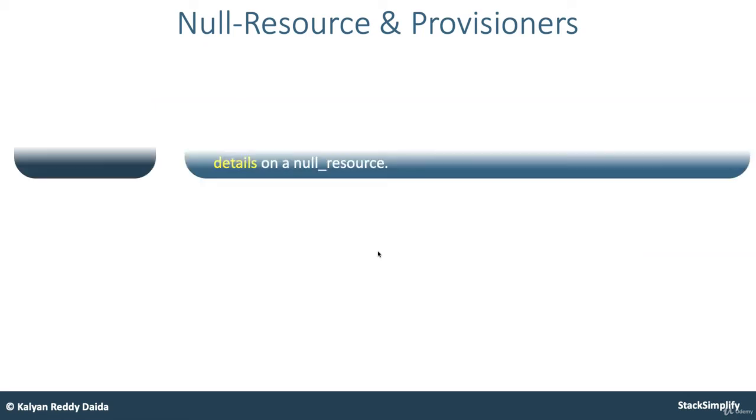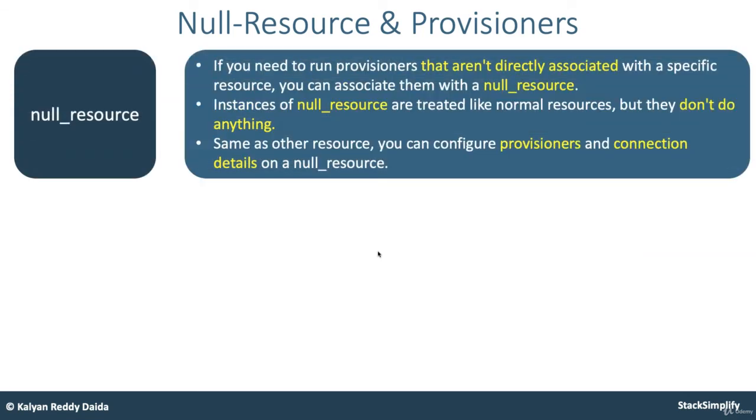Moving on, you will also understand about a null resource, and null resource in combination with these provisioners. If you need to run provisioners that aren't directly associated with a specific resource, you can associate them with a null resource. There are situations where you really don't want to run the provisioners with a regular EC2 instance resource, because if you make a change, then that respective EC2 instance resource also needs a change. So in those cases, you will create a null resource and inside this null resource you will run your provisioners.